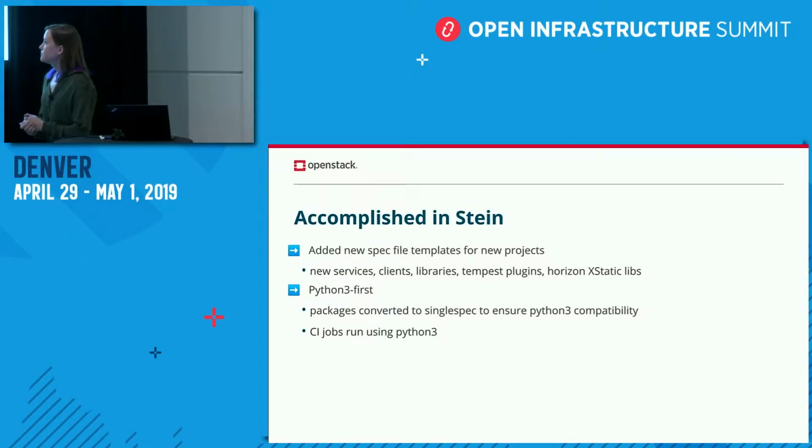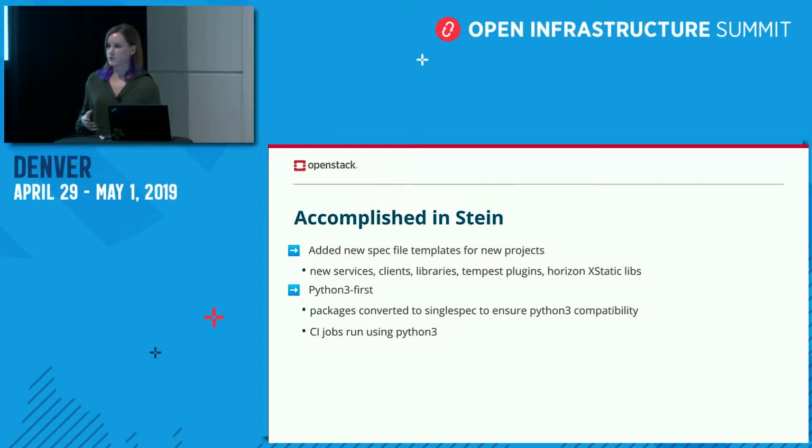So some of the things we did in Stein: we're always adding new spec file templates to generate packages for more projects. So we did new services, new clients. We did a bunch of Oslo libraries, a bunch of new Tempest plugins, and a lot of Horizon dependencies this cycle. And we also did our part, or tried to do our part, for the Python 3 First community goal, making sure that all of our packages work with Python 3 by using this single spec concept to make sure that packages are generated for both Python 2 and Python 3. And then we made sure that all of our CI is run with Python 3. So all of our linters and our documentation builders and all of that uses Python 3.